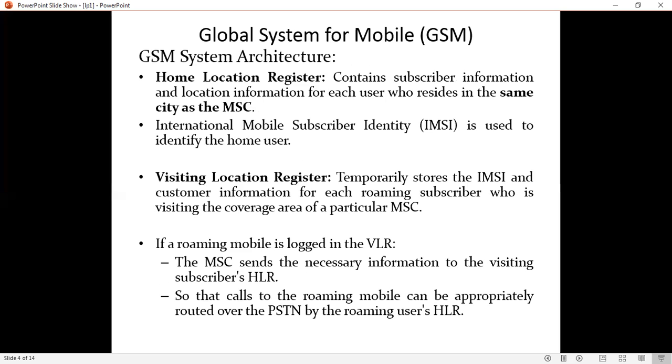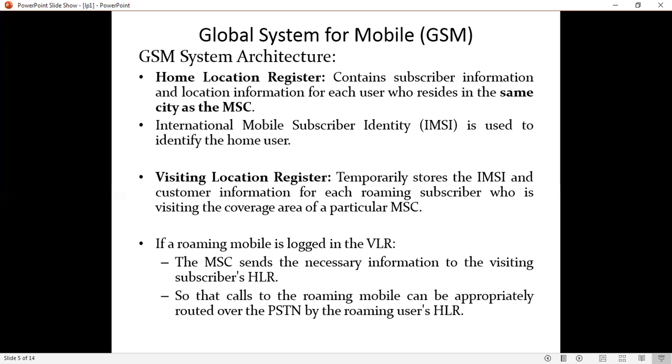So now we'll see all these things in detail. The home location register contains the subscriber information and location information of each user who resides in the same city as the MSC. And it also contains the international mobile subscriber identity, IMSI, used for the home user. But the visitor location register temporarily stores this IMSI and customer information for each roaming subscriber who is visiting the coverage area of a particular mobile switching center.